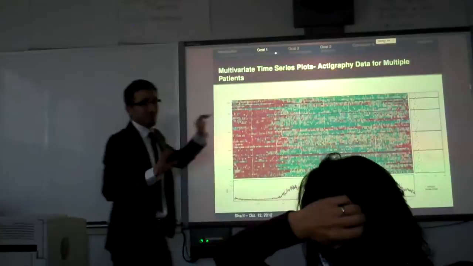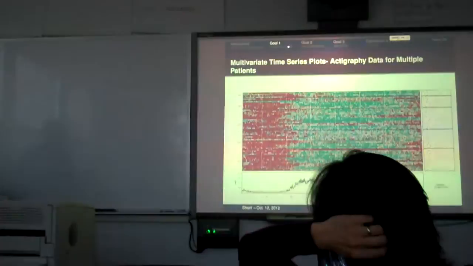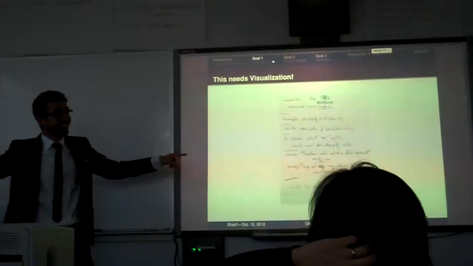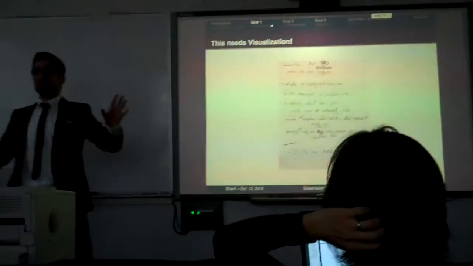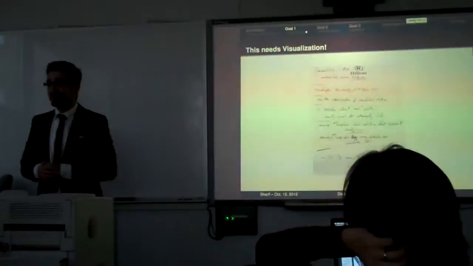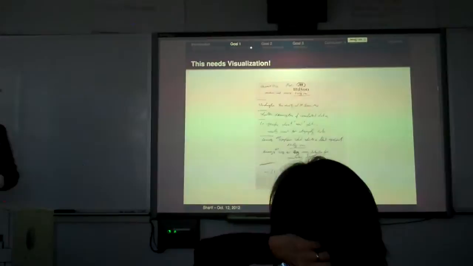But great. Anyway, so this is the multivariate time series plot. What's this? Has anyone seen this before? Any of Jürgen's students? So this is the handwriting of Jürgen. This is how he communicates with me. I try my best to decipher it. So just to make sure, if the committee doesn't want to give me a PhD in statistics, I would like to have a PhD in deciphering Jürgen's handwriting.